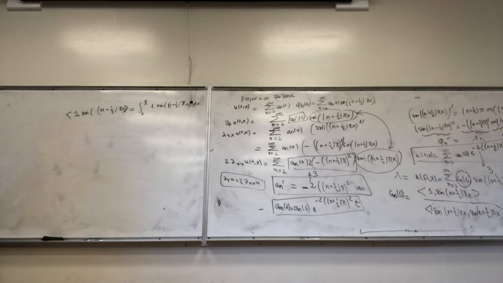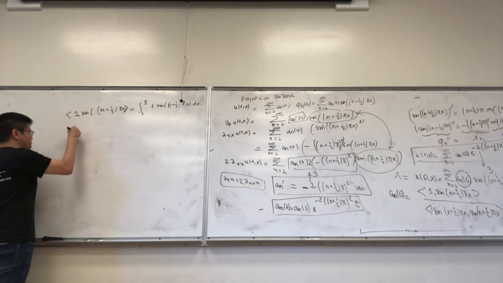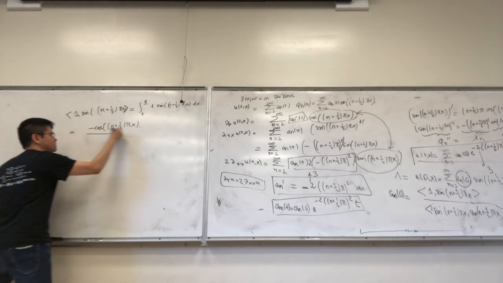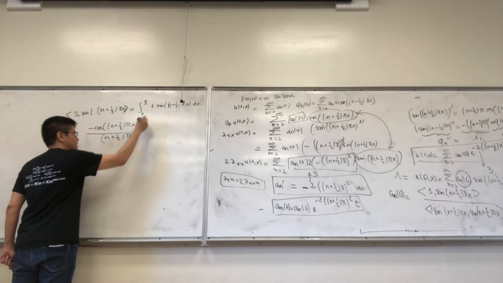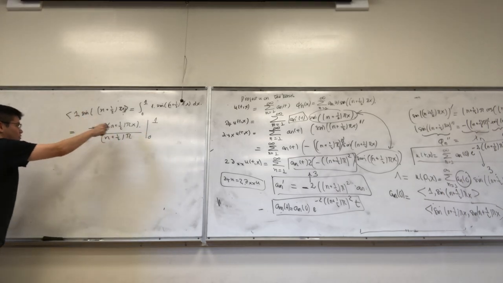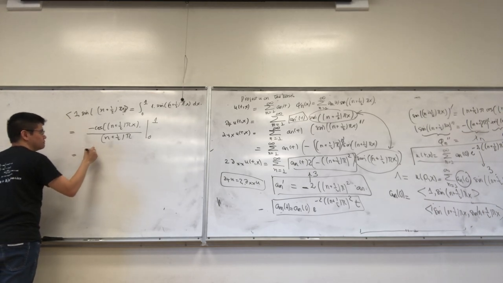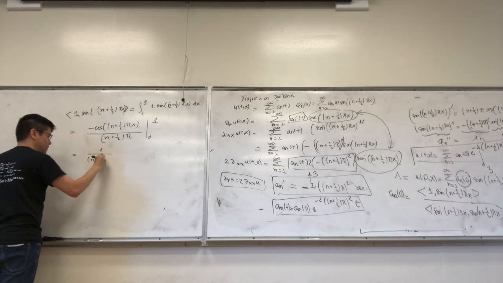So how can I compute this? The antiderivative of sine is cosine, right? So you have cosine of (n plus 1/2) pi x, with a minus sign, over (n plus 1/2) pi, and I take the difference between 0 and 1. So the 1 will give you 0, and the 0 will give you 1 over (n plus 1/2) pi.